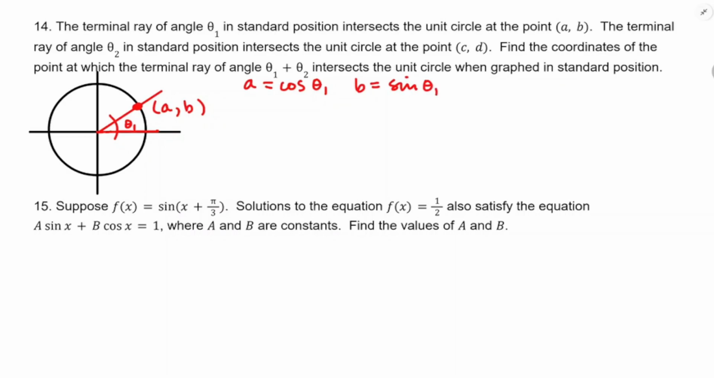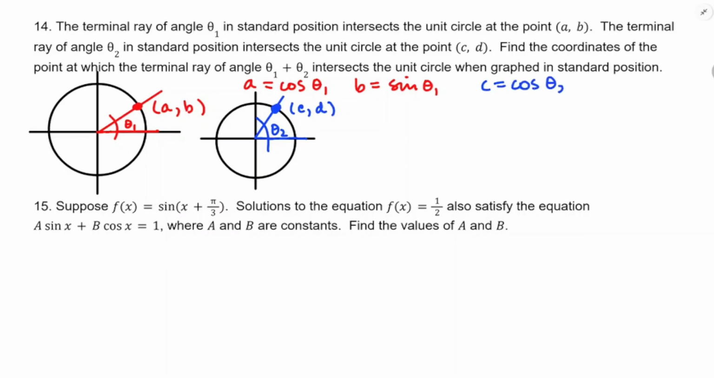Then I'm going to draw another diagram. This one's going to have to be a little smaller, I think. But I draw theta 2 to be about the same, but noticeably different. Okay, so there it is, and I've got this intersection point with the unit circle, which they said was C and D. So I'm going to write down, okay, I know C is cosine of theta 2, and D is sine of theta 2. Because that's really what the coordinates of the intersection point between the terminal ray of the angle and the unit circle are: cosine and sine.